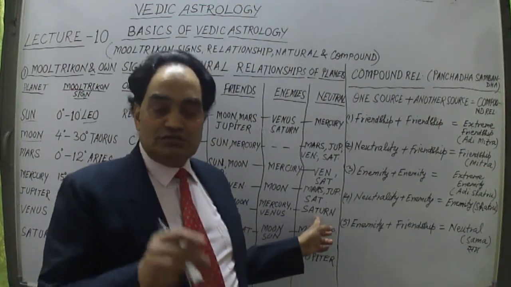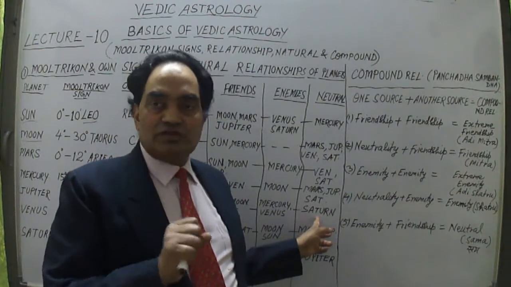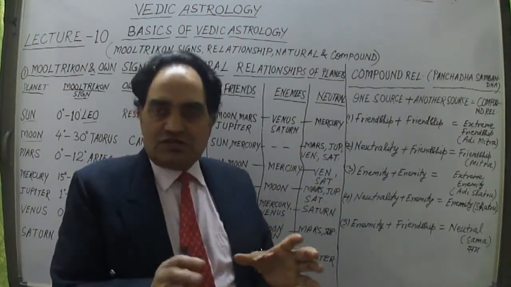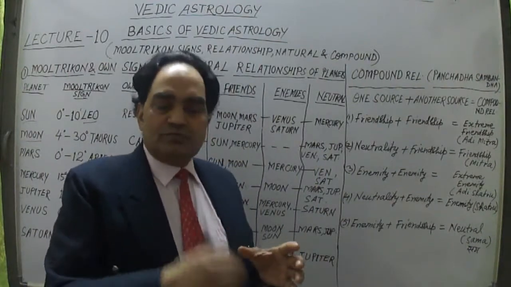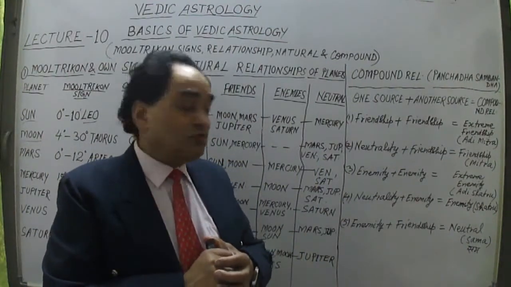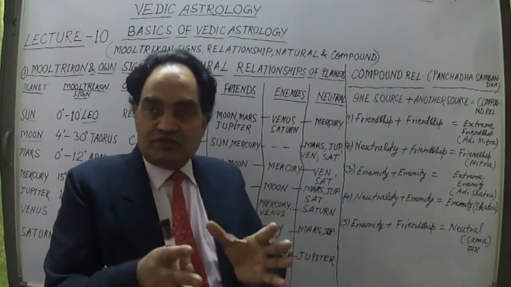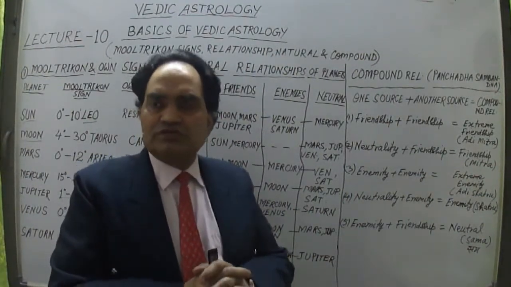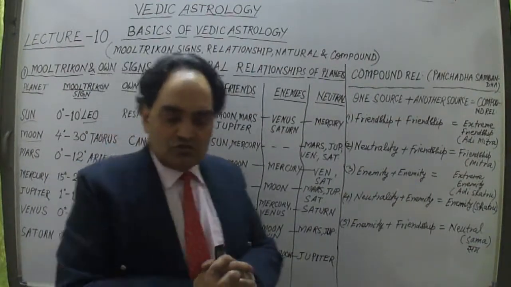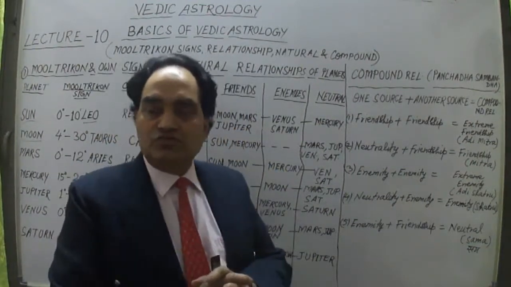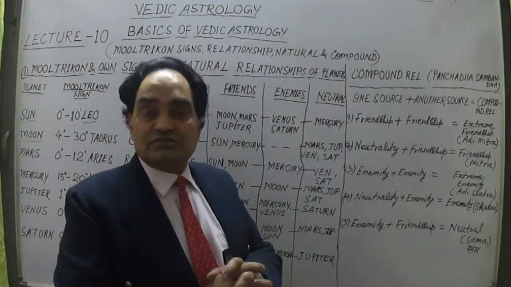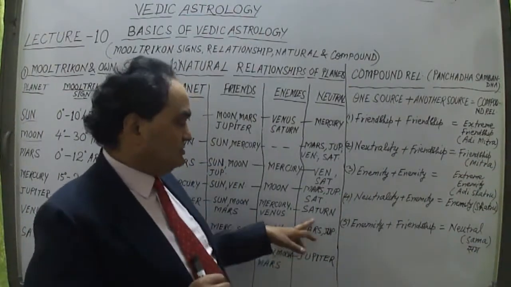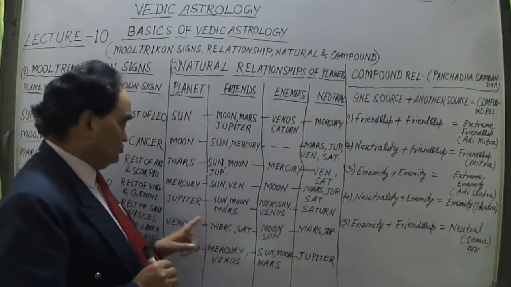Try to understand: when Jupiter and Saturn are placed together, it is not so much a negative point, because they mostly give political power and the like. So Venus, Jupiter and Saturn are neutral to each other. They are not enemies. Saturn is neutral to Jupiter.